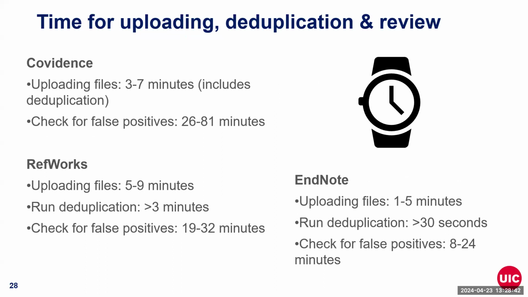We timed how long some of these processes took, because that was of interest to us, for uploading the files and then running the deduplication where that was relevant. Covidence does that innately as part of the import process. Then we timed how long it took to check for false positives. We looked at everything they flagged as a duplicate, timed how long it took us to look through that, and also how many false positives we found.